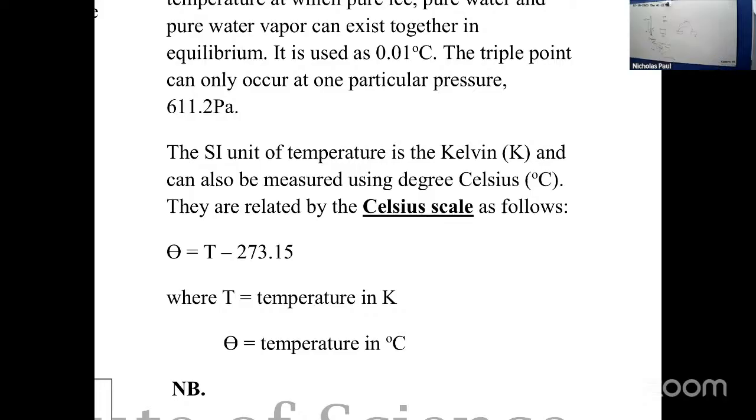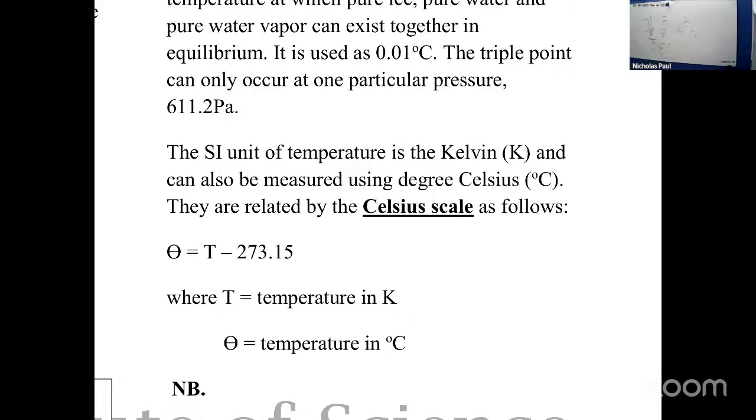What's the triple point in Kelvin? Get your calculator. What's the ice point in Kelvin? 273.15. What is the steam point in Kelvin? 373.15. But what's the triple point in Kelvin? Yes, 273.16. The triple point is 0.01 Celsius.